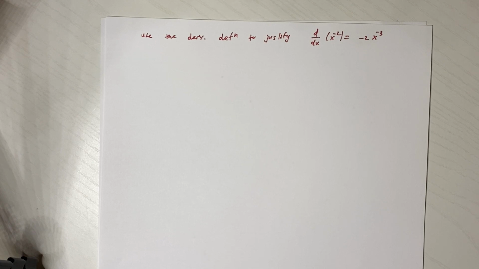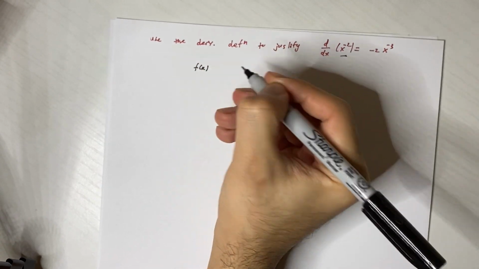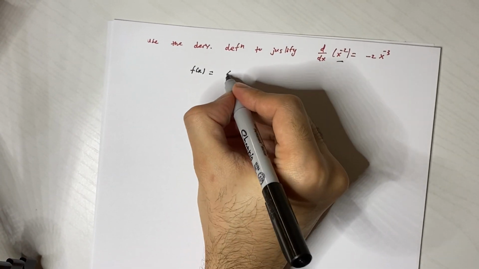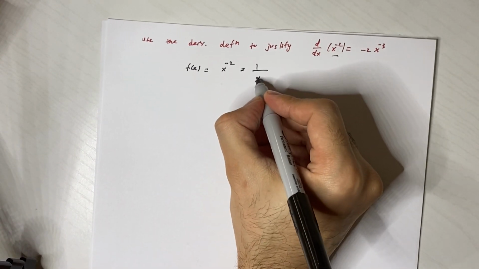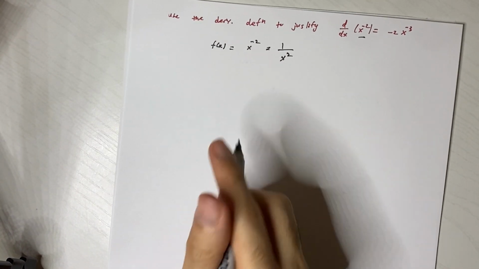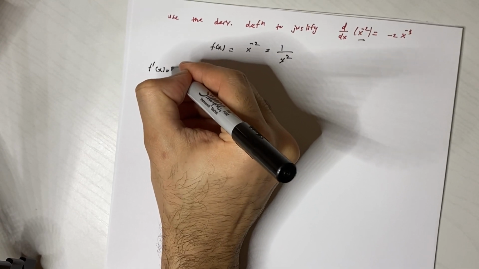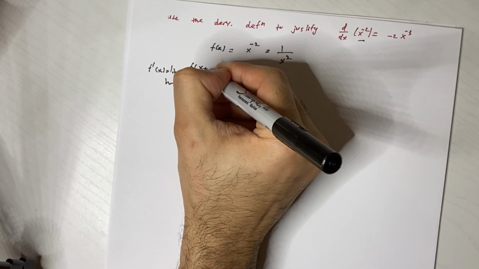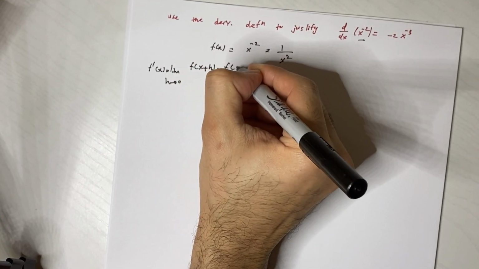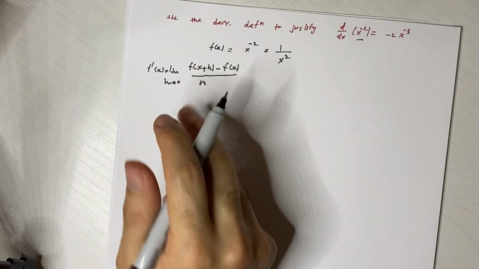So in this example, we are given this function x to the negative 2, and we are asked to justify the power rule. So we want to use the definition of the derivative, which is the difference quotient, to get the same answer, that is negative 2x to the minus 3. So we start by writing the definition of a derivative.